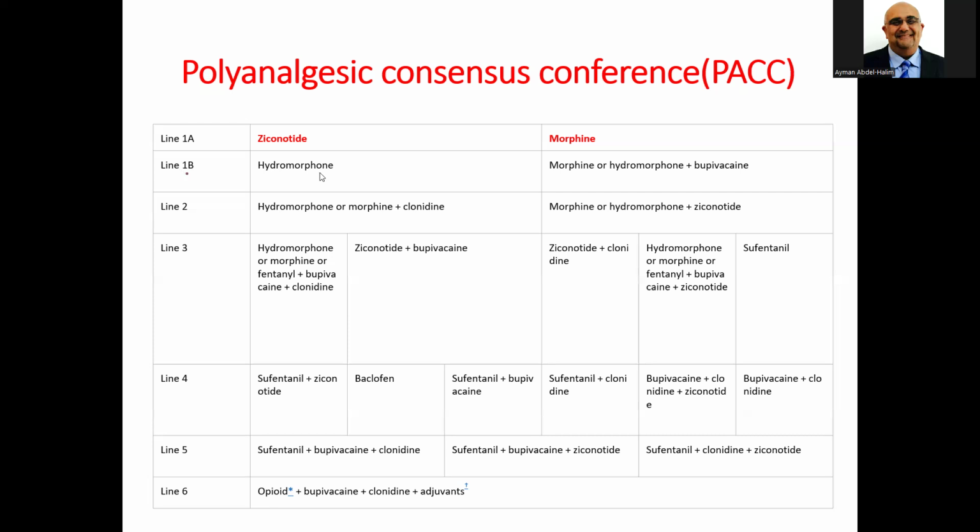Then line 1B would be hydromorphone, okay? Or you can add bupivacaine. Line 2, you can add clonidine, and so forth. Or you can do a mix between morphine and ziconotide. So really, all kinds of cocktails can be done, and it depends on the operator's preference what to use and what not to use.